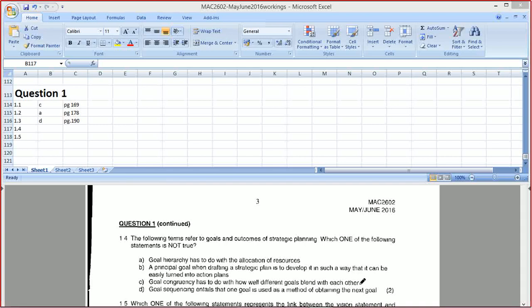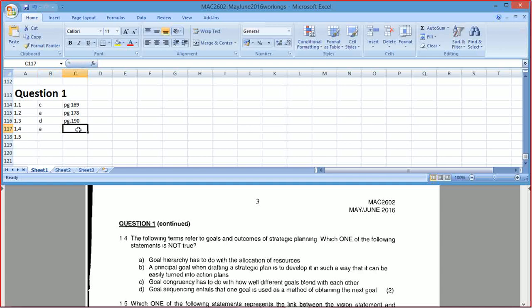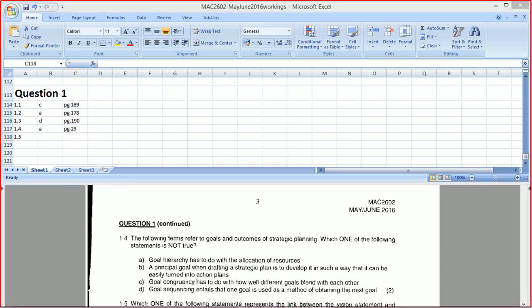That's correct. Okay, the goals hierarchy, we said that was correct, but this is allocation of resources. Goal hierarchy has to do with the inclusion of one or more goals. Okay, that one was the wrong one. Okay, so A is not true. Let's just check the others. A principal goal is when drafting a strategic plan to develop it in such a way that it can be turned into action plans. Oh, that was definitely correct.